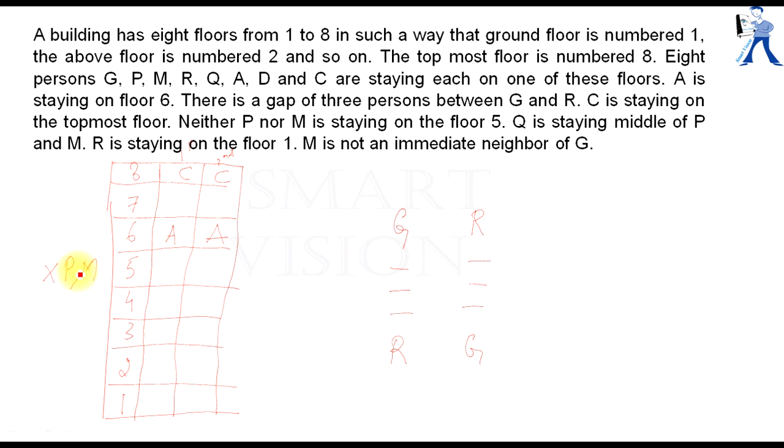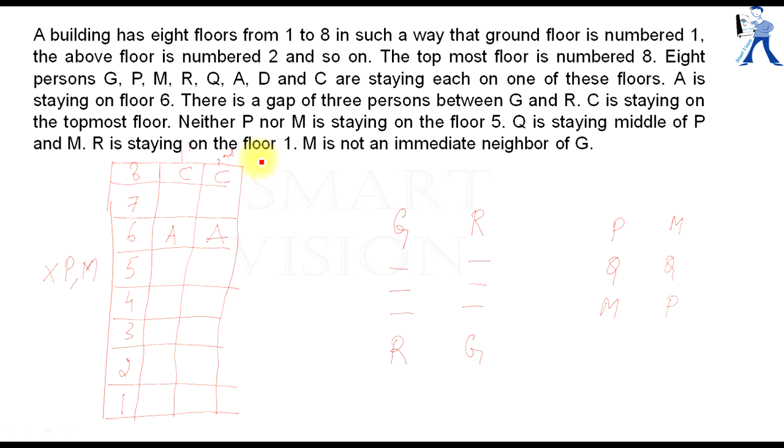So next hint: Q is staying in the middle of P and M. This might be one possibility, or Q is staying in the middle of P and M the other way. So again we can't place it on the table, so keep it aside. Then next we will read the next hint.